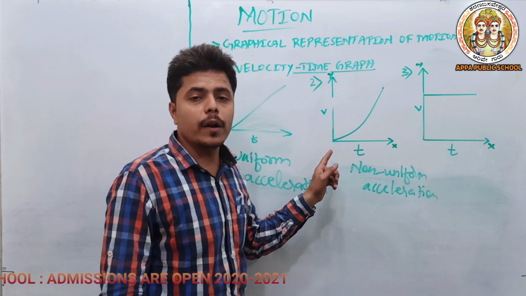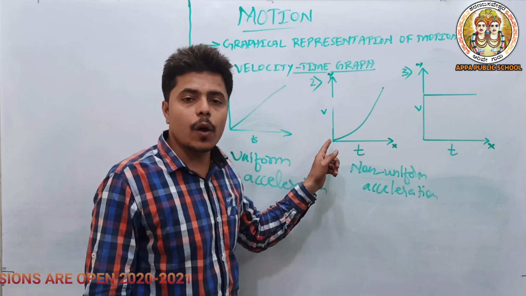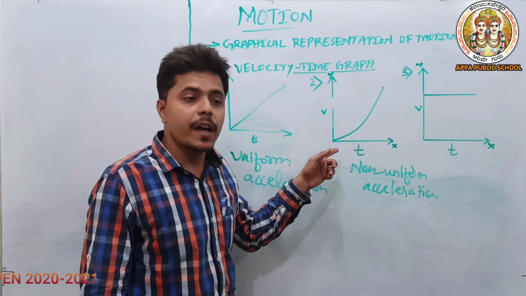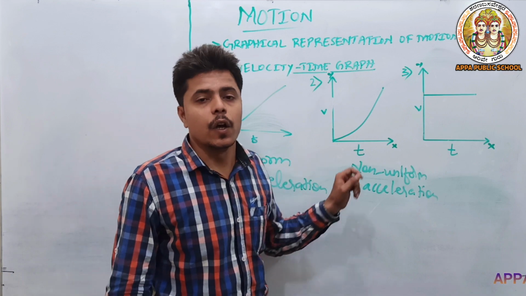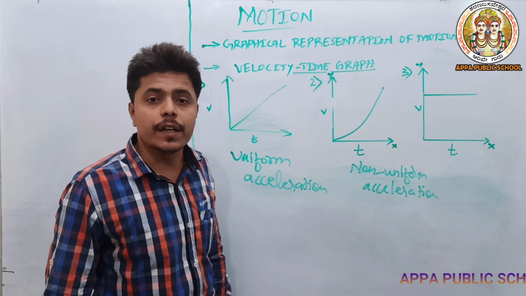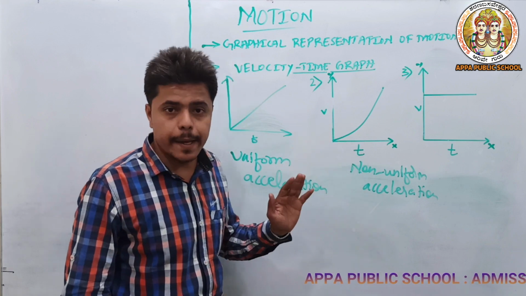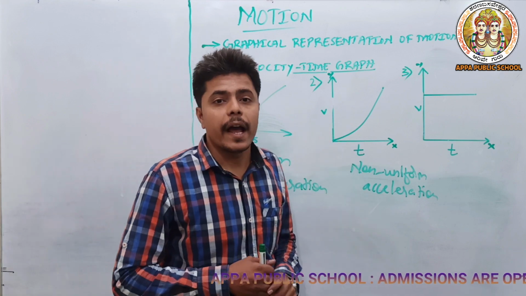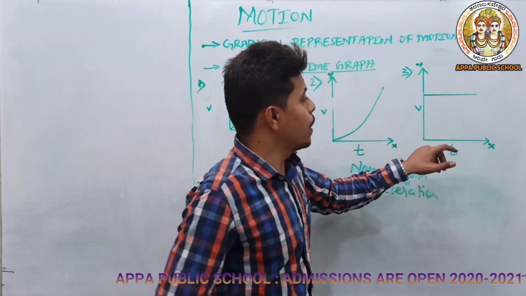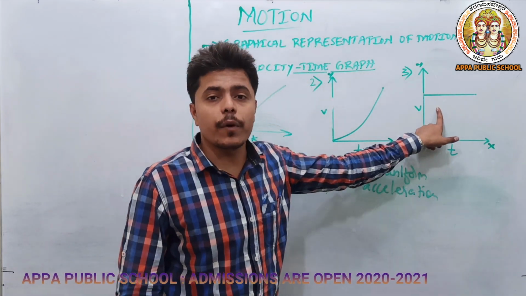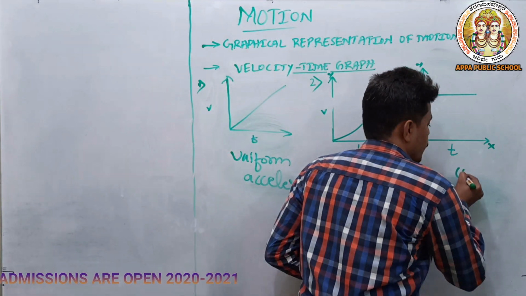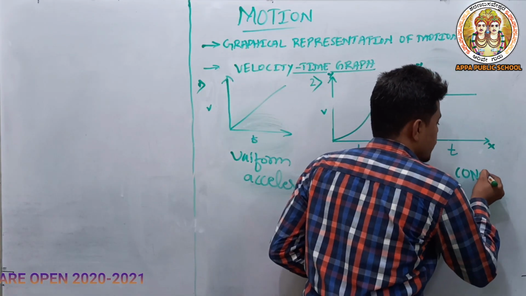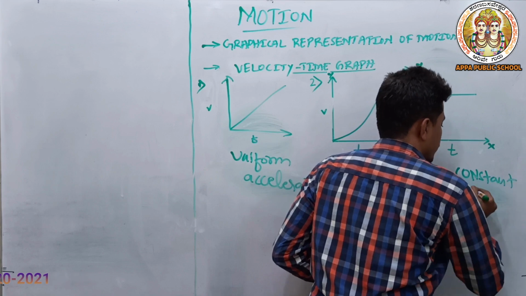Here, for non-uniform acceleration, the rate of change of velocity is not the same with respect to time, so we call it non-uniform acceleration. Here the body is moving with constant velocity, so we call it a constant velocity graph.